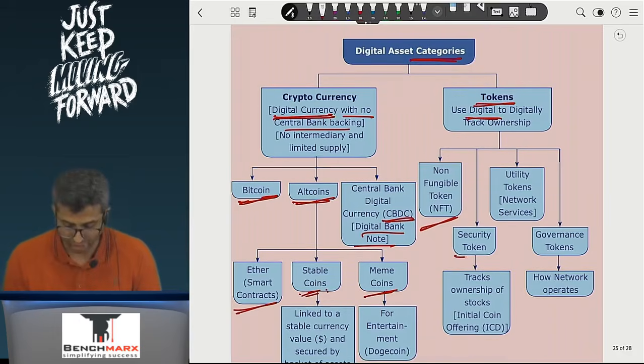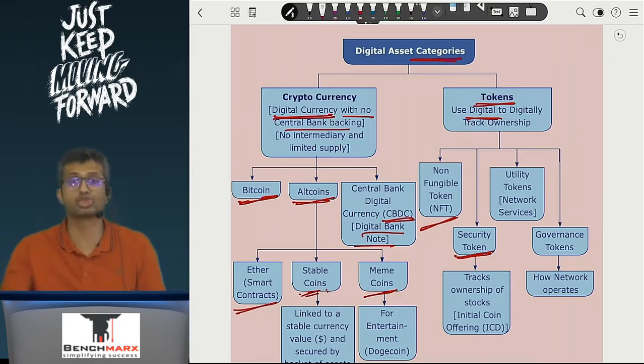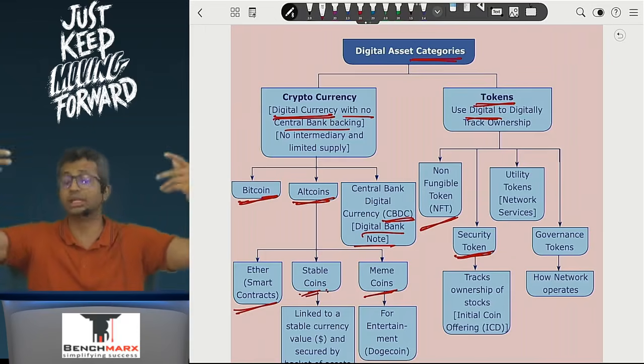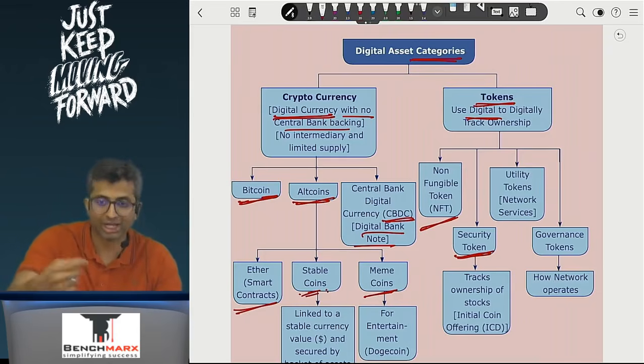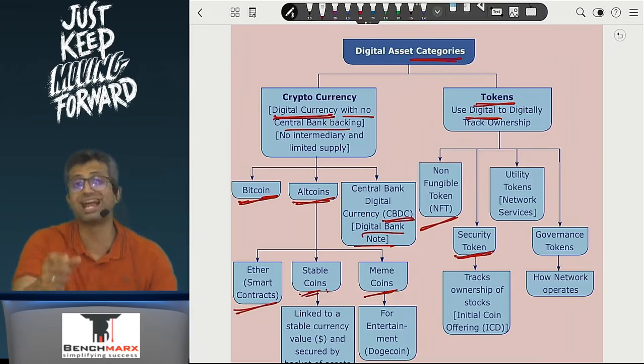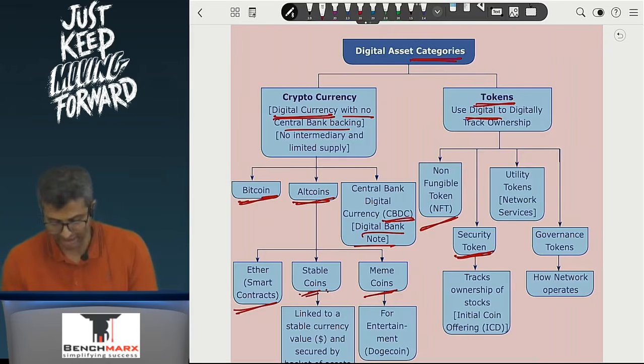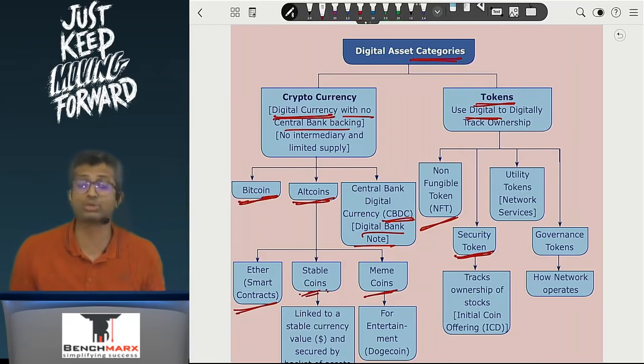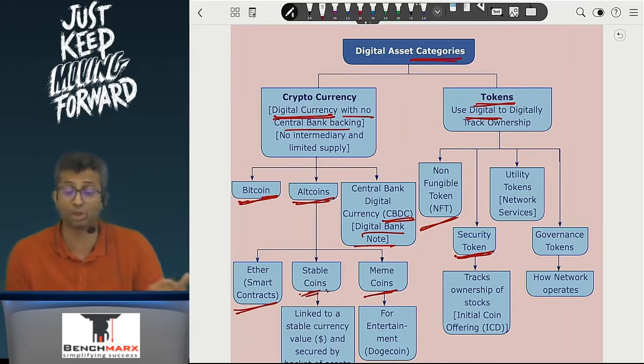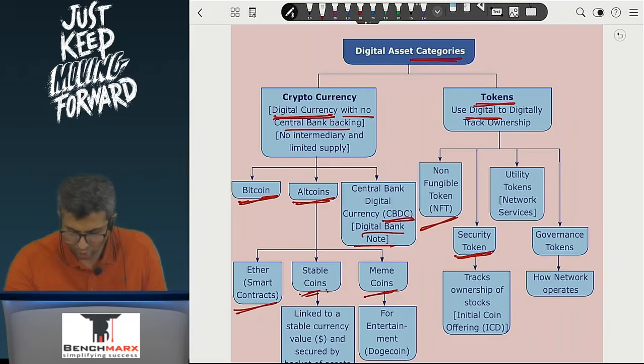Second is a security token. What works for these artworks can also work for shares. You don't need an exchange or anything, and hence someone can track who is the owner. So for that there will be a security token, and this tracks the ownership of stocks. This is much cheaper, is less regulated, and like an IPO, there can be an initial coin offering for that as well. The other two types of tokens are utility tokens or governance tokens.